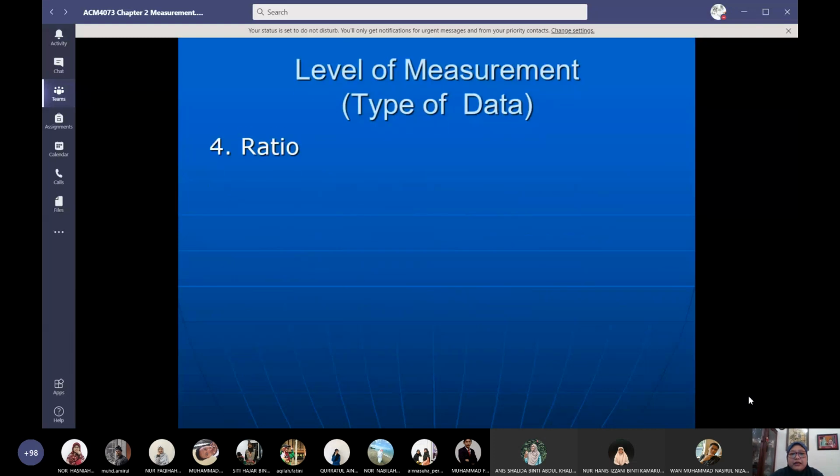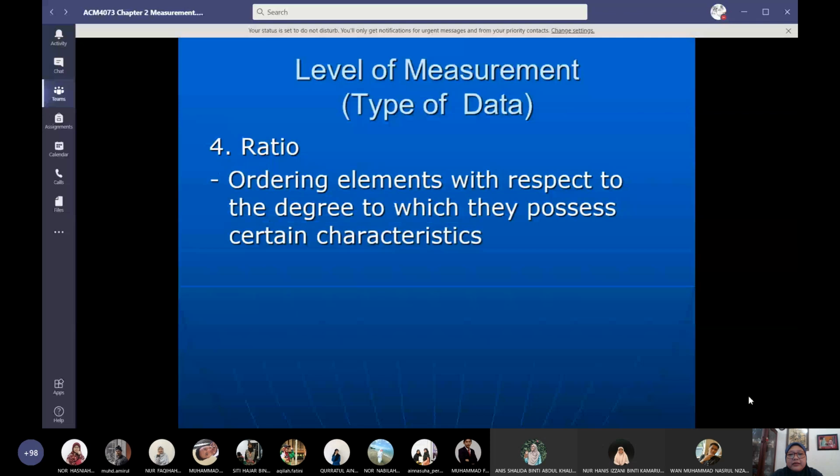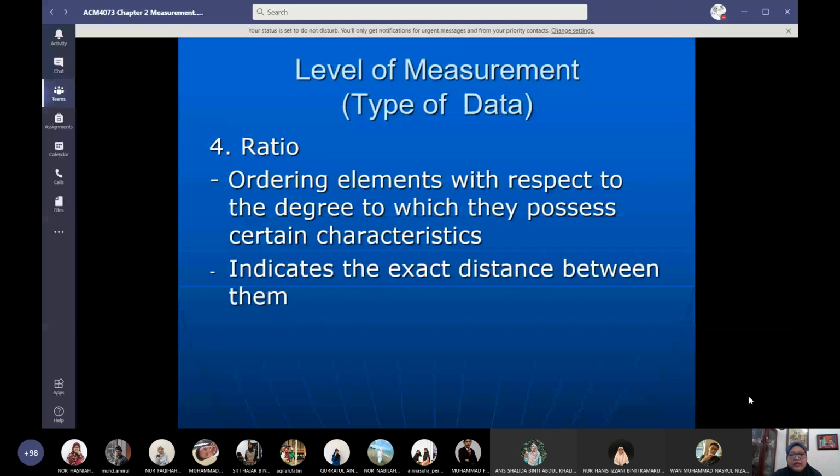And then we go to the fourth type of data or level of measurement. It's ordering elements with respect to the degree to which they possess certain characteristics. Ratio is also known as scores, S-C-O-R-E. Some people use the word scores or some would say ratio, so they are actually the same thing. Ratio indicates the exact distance between them. 0 means absent, absolute.